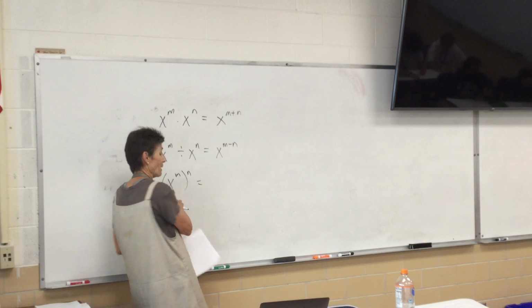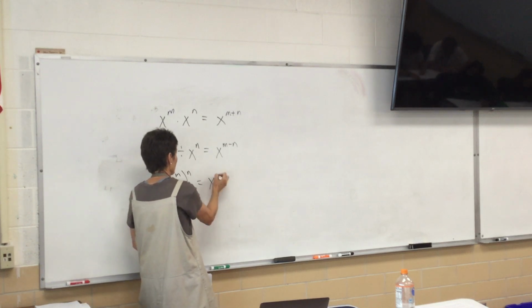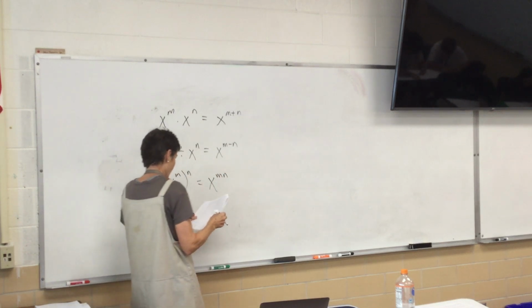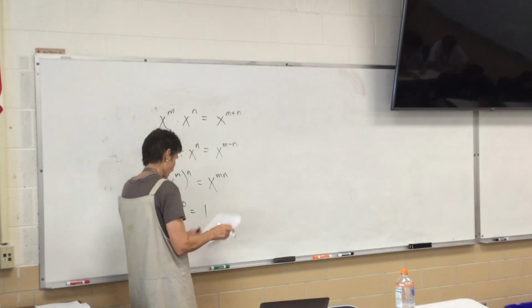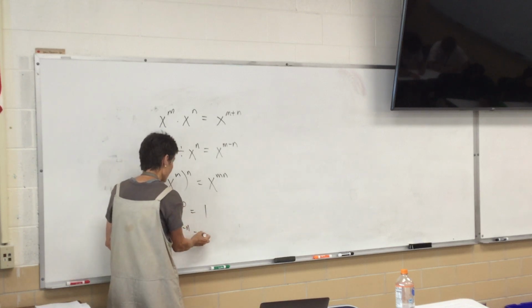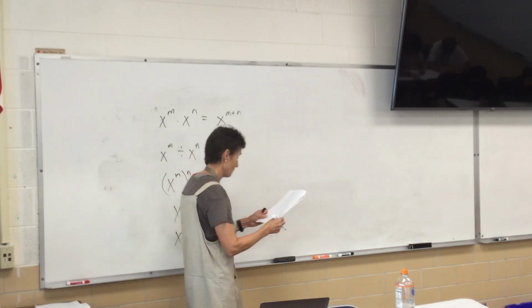What do we do when we raise a power to another power, when we have one x but two exponents? Multiplying. Perfect. What's x to the 0th? 1. Always and forever. And what's x to the negative n? 1 over x to the n. Perfect. Let's try a few problems.